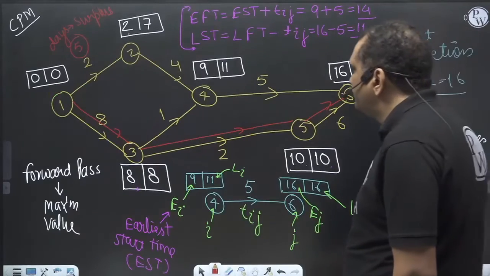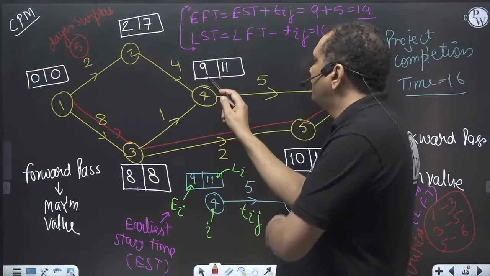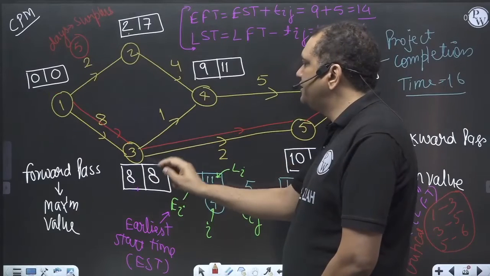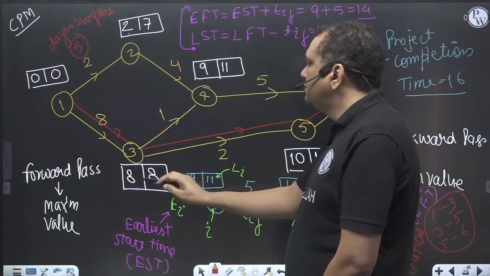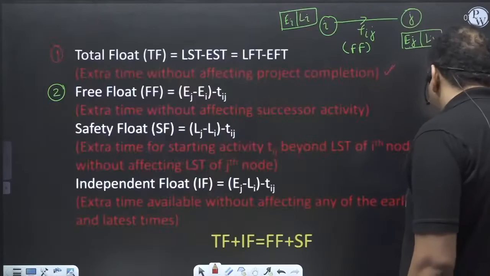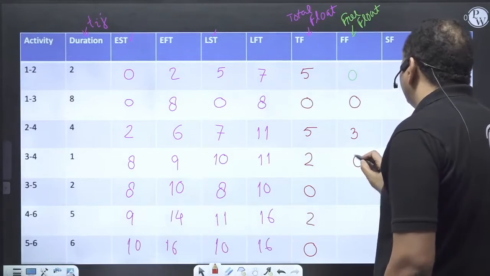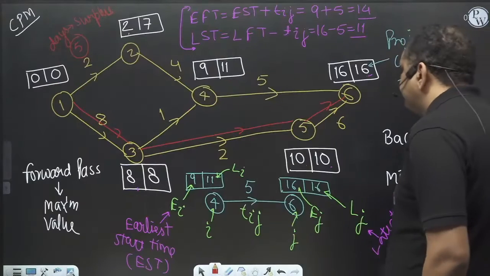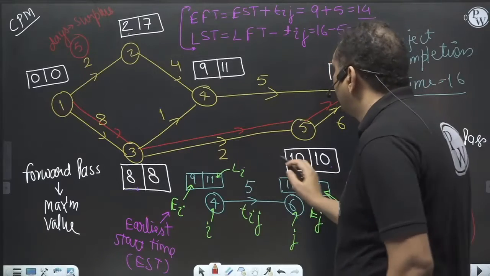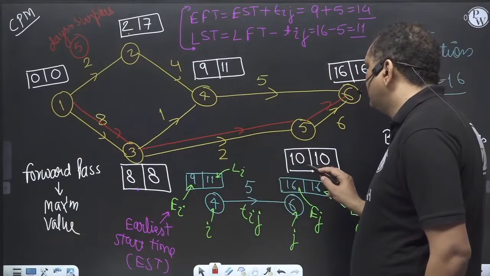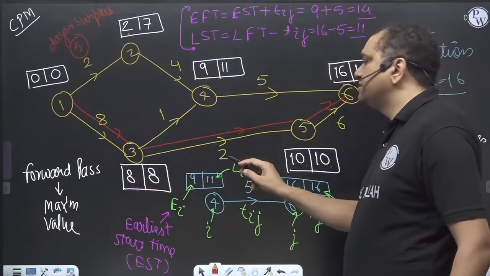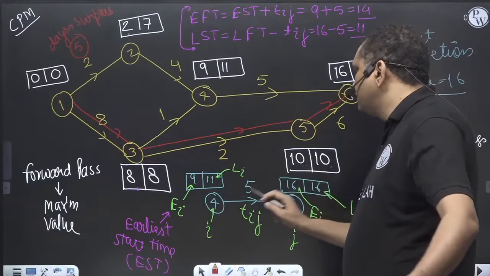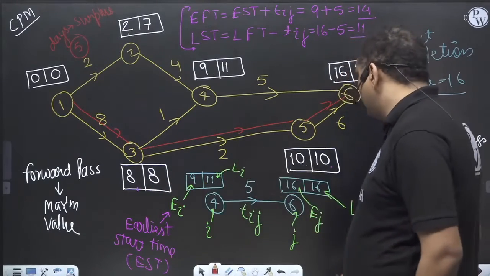Activity 3 to 4. EJ minus EI minus Tij: 9 minus 8 minus 1 is again 0. Activity 3 to 5: 10 minus 8 minus 2, EJ minus EI minus Tij. So again it's 0.